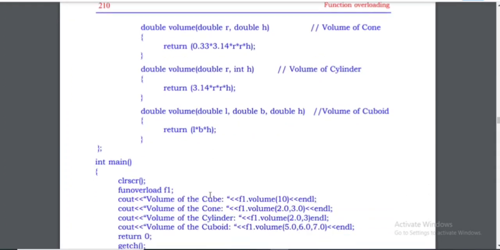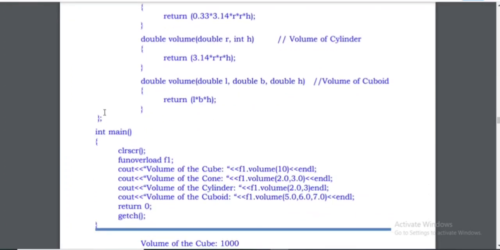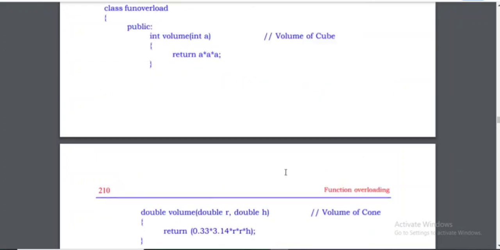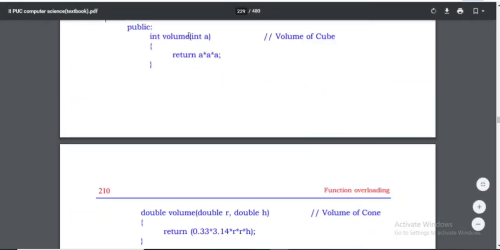So here we are done with the class and we have the main function, overload f1. So I am declaring an object called f1. So in order to find the volume of cube, I need to call a function called f1 dot volume of 10. So 10 andre yavdu? Integer. So first volume ಎಲ್ಲಿದೆ? ಇಲ್ಲಿ. Okay, so ಎಲ್ಲಿ integer data type ಇದೆ ಅದನ್ನ ಕಾಲ್ ಮಾಡುತ್ತೆ. Then it's going to call the volume of cube.